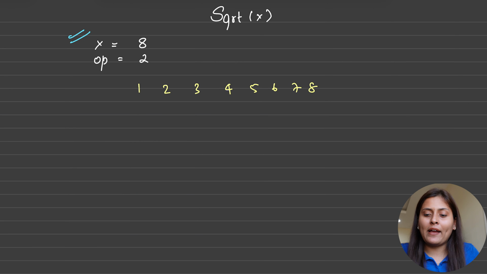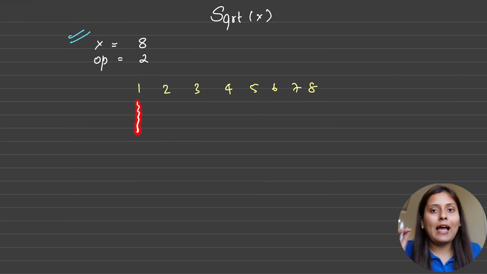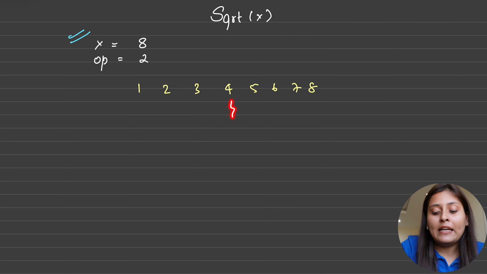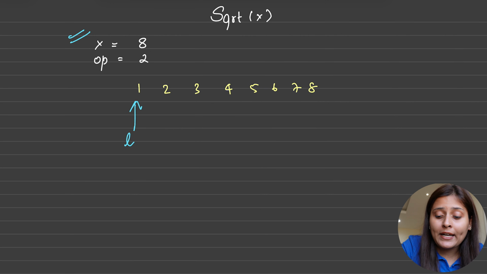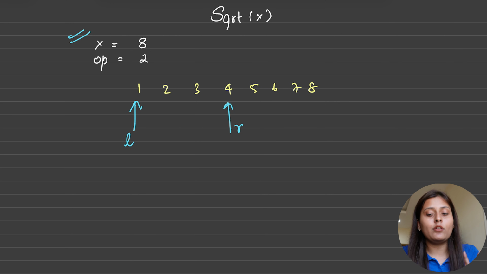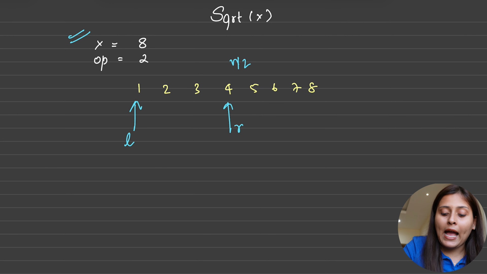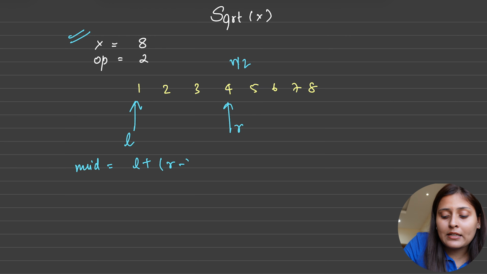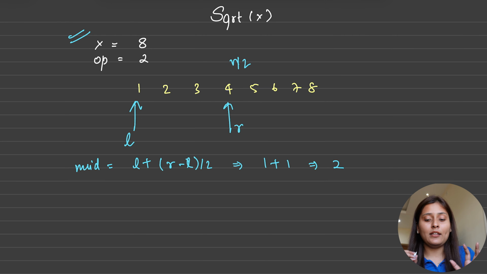Now why do we apply binary search here? This is our number line, and we saw this is sorted, and we know the square root will be less than or equal to n by 2, correct? So that is why we will put our left pointer at 1 and right pointer at 4, which is nothing but n by 2. And now we have to calculate our mid. How did we calculate our mid? Mid will be nothing but left plus (right minus left) divided by 2. Left is 1, right minus left is 4 minus 1, 3, divided by 2, 1. So in this way we will get our mid at 2.